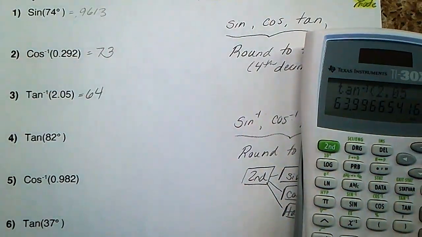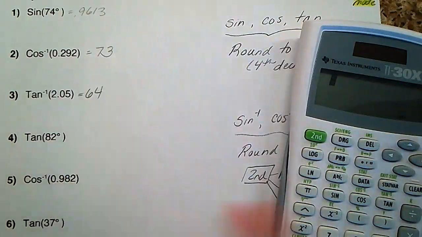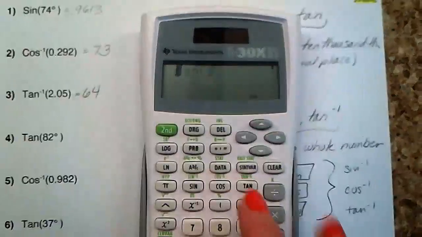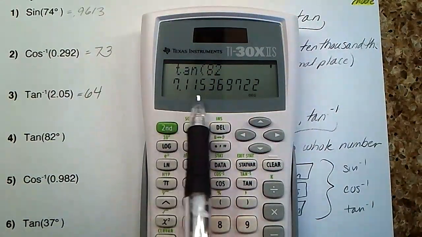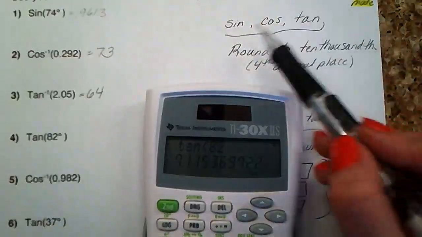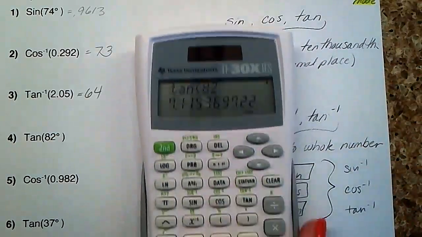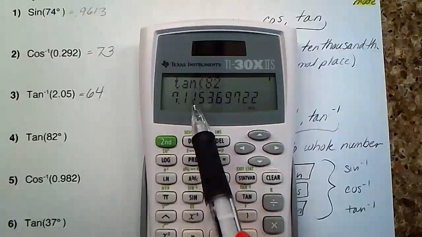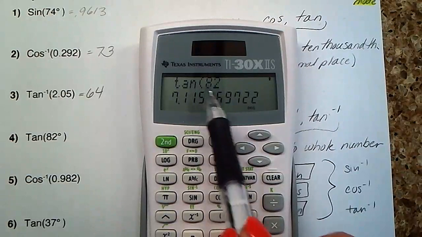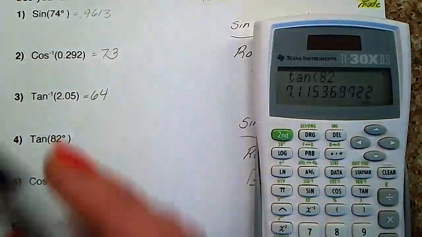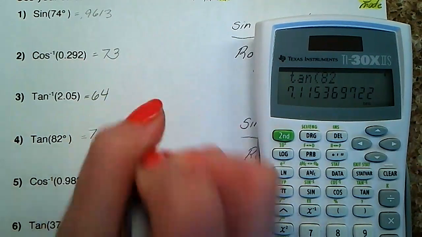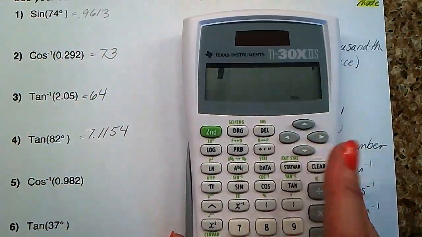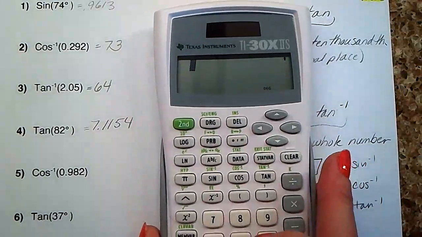All right, in the next one, we are back to a straight tangent. There is no -1. So all you have to do for those, hit tangent, hit 82, and there you go. We're going to take that out 4 decimal places. Remember, the straight sine, cosine, tangent, we're going to take out 4 places. So that's going to be 7.1153, but the next number is a 6, so we're going to round that 3 to a 4. So that's going to be 7.1154.